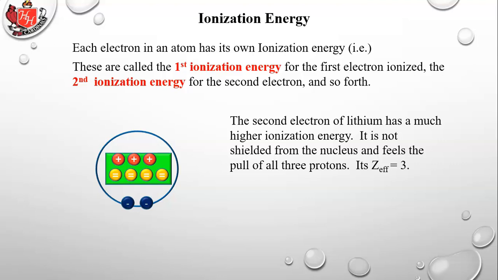There is nothing shielding those last 2 electrons from the nucleus, so they both feel the pull of all 3 protons in the nucleus. So there goes the second one. So the second ionization for lithium is 7,298.1. So much higher. About 13 or 14 times higher than the first ionization energy.